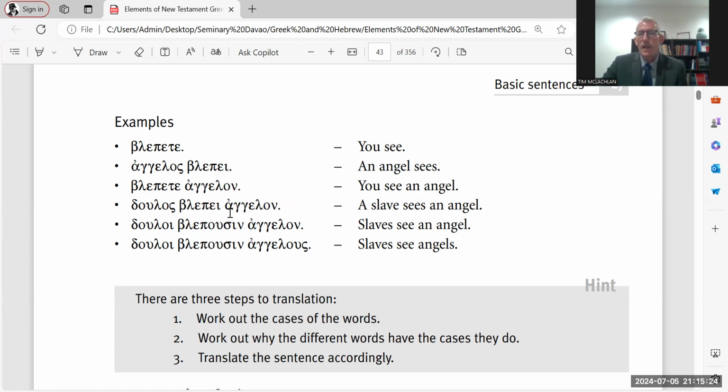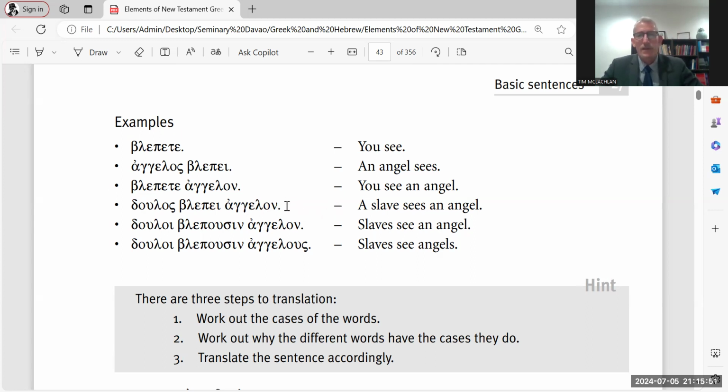Now again, you could have this sentence any way. You could say blepe angelon doulos, and that would say the same thing. It means the slave sees an angel. Or you could say angelon blepe doulos. It would mean the same thing. So again, the word order is not important. And so people in their minds when they're speaking, they just have to make sure they had the right endings on things, and then it would all work out for them.